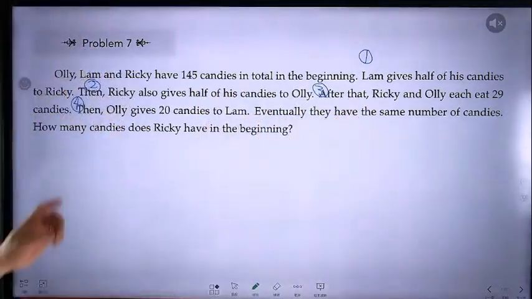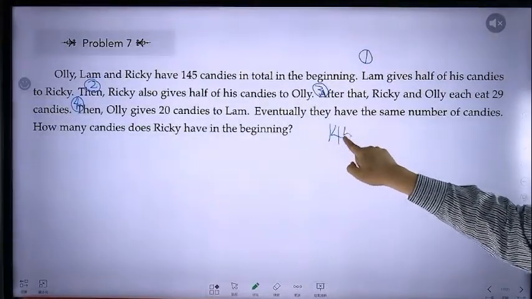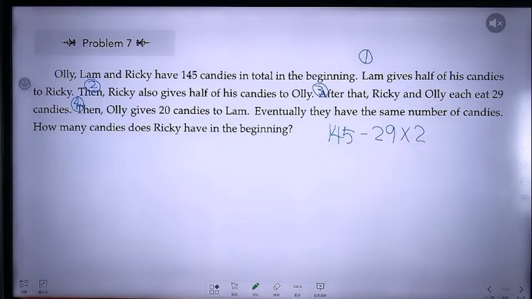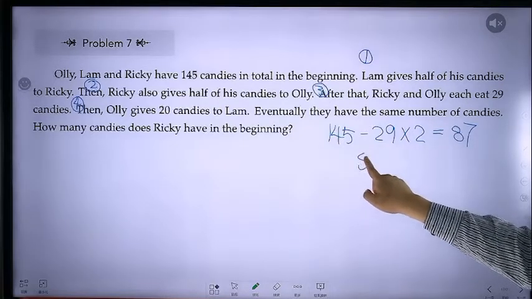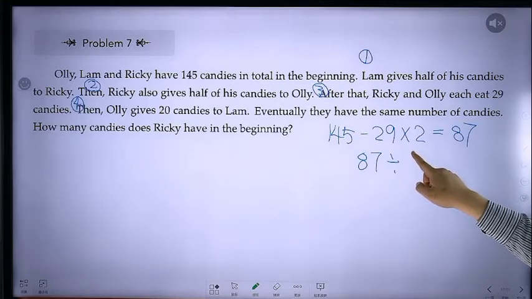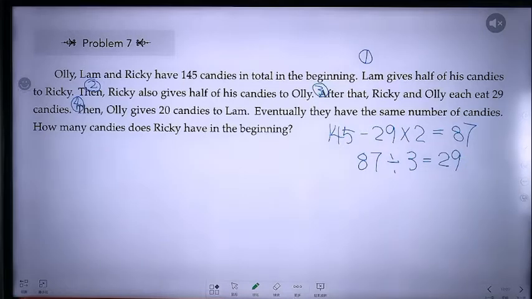In the end, there are not 145 candies. There are fewer, because each of them eats 29. So 145 minus 29 times 2. That would be 58. So 145 minus 58 would be 87. So we have 87 candies left in the end. Given 87 candies left, what would each person get? That would be 87 divided by 3, so that is 29, right? So everyone has 29 candies in the end.